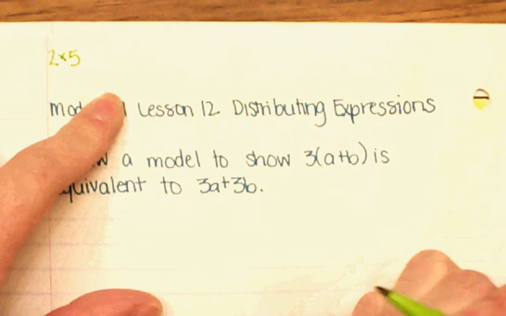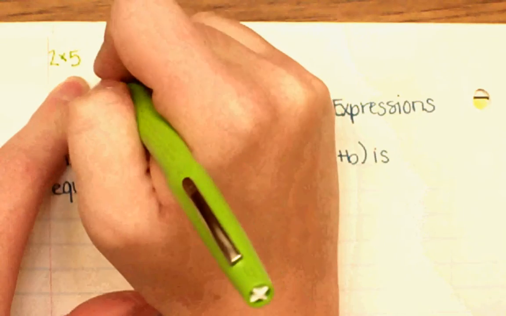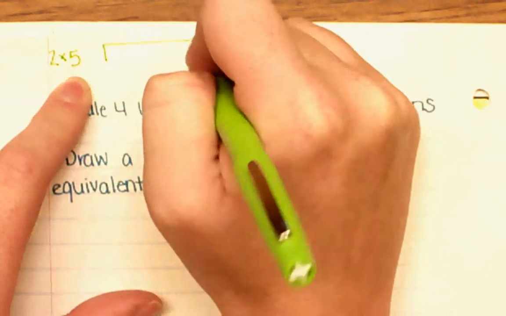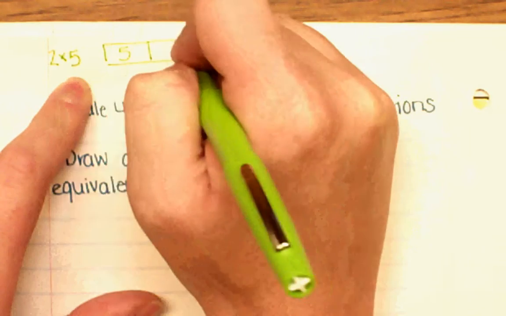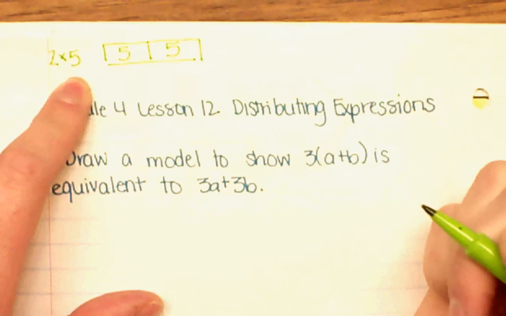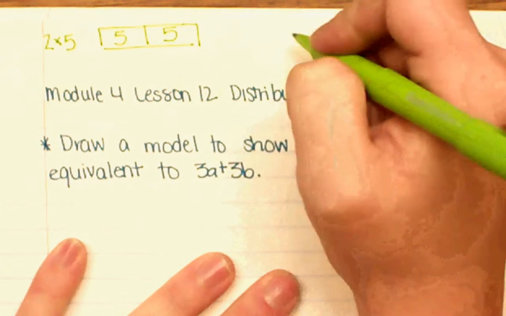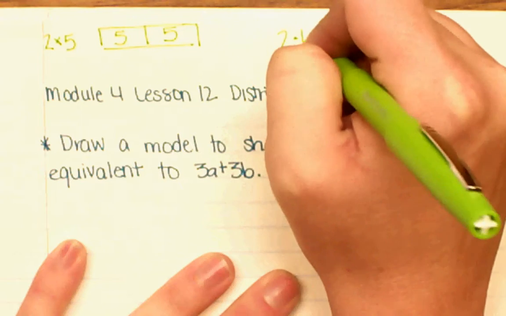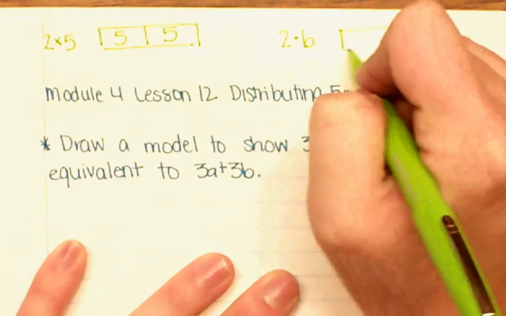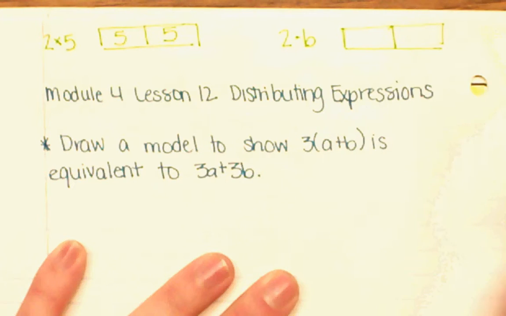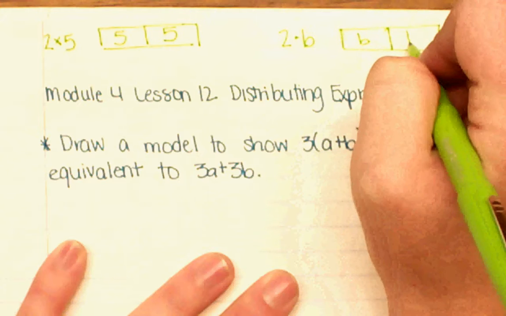If I were to draw a tape diagram for 2 times 5, 2 would be the number of groups and 5 inside each. So I'm going to draw a tape diagram, cut into 2, and 5 is in each side. So each piece represents 5. Now if I were going to do one for 2 times b, 2 would be the number of groups, so I'm going to draw a tape diagram, cut into 2, and the value of each piece would be b.